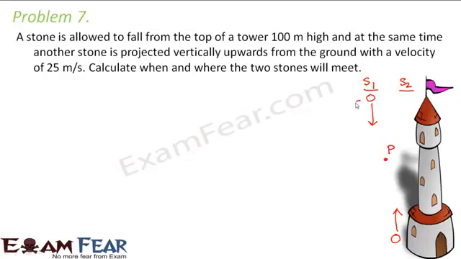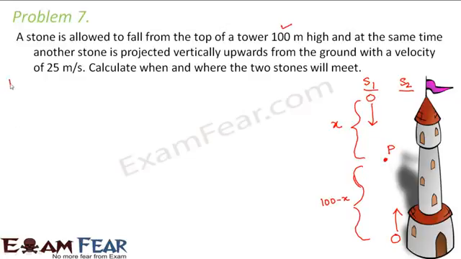And let us suppose that the distance of this point P is x from the top of the tower, where stone S1 starts. So what would be the distance of this point P from the bottom of the tower? The total height of the tower is given as 100 meter. So this distance will be equal to 100 minus x. Right? So we have to actually calculate this value of x, and we also have to calculate the time after which they will meet at this point.